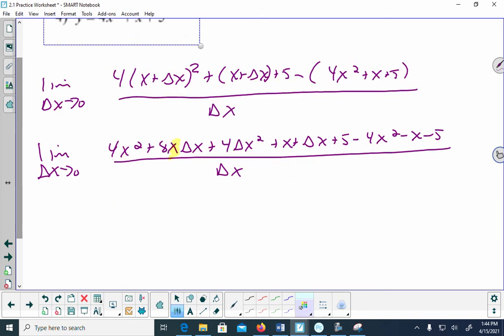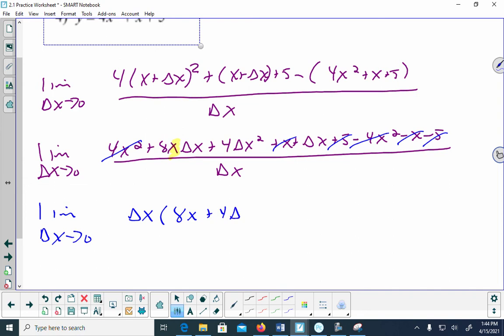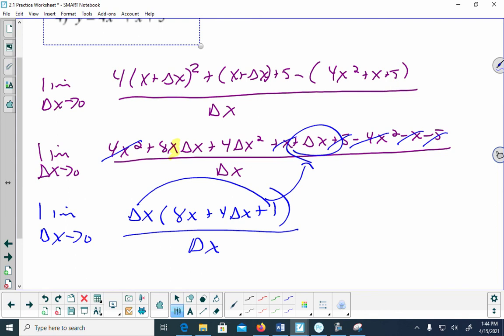So here I'm going to simplify what I can simplify. So the 4x squareds, the 5s, and the x all simplify. Everything else left has a delta x. So I'm going to factor out the delta x. Now, this is 8x, that's clear, and then here's plus 4 delta x, because that's delta x squared, you're only taking 1 away. I have this delta x, has a plus sign in front of it, so I'm going to have plus 1, because if I took delta x times 1, that would give me that delta x. Do not forget to put that placeholder in there.